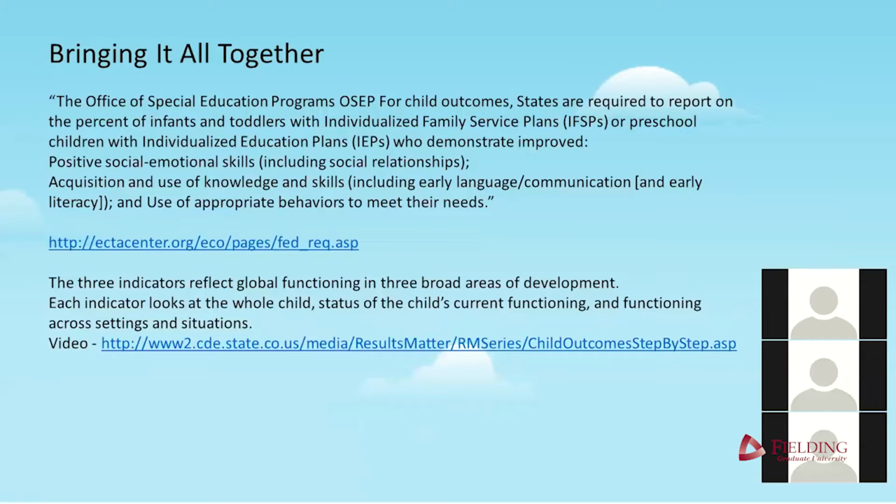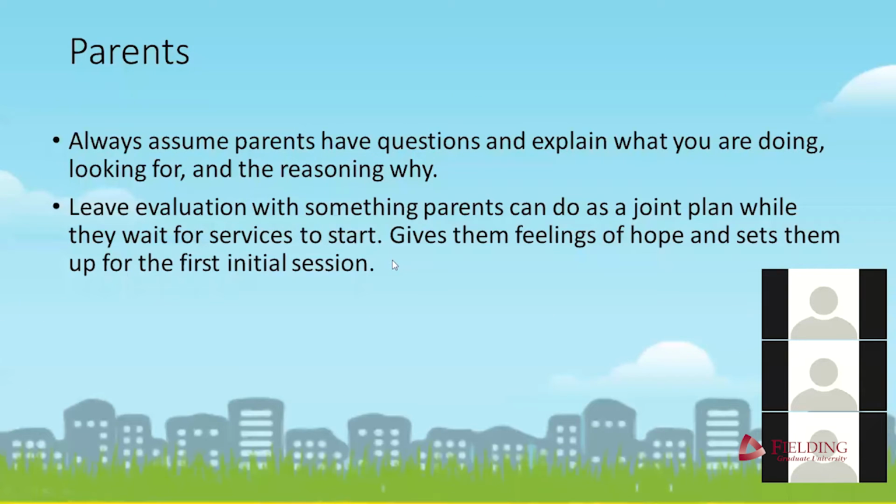So bringing it all together, I'm going to kind of rely on the OSEP child outcomes because that's what we use, and that is the positive social emotional skills, so that includes the relationships, the acquisition and use of knowledge and skills, so that's including early language, communication, and use of appropriate behaviors to meet needs. There's a video, but I'm not going to show it just for the purpose of time, but I wanted to include the link for you guys on there. So feel free to go look at that.